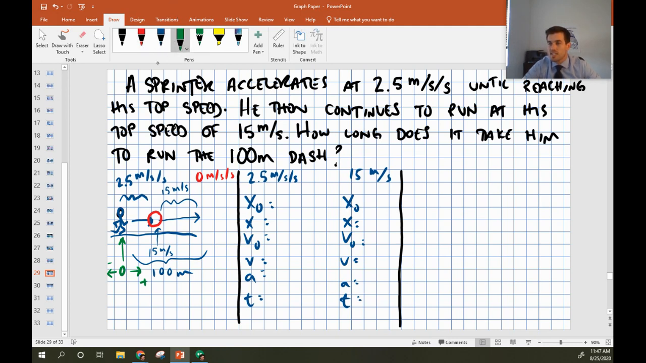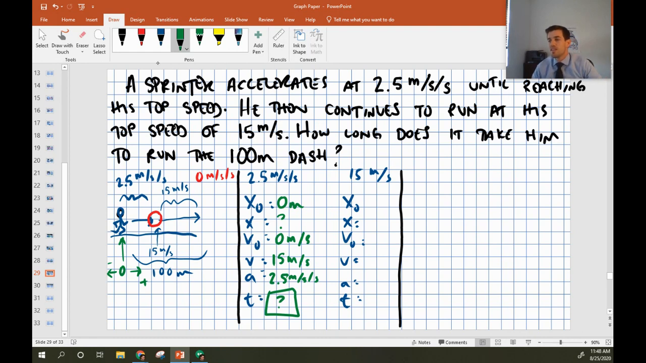Then let's fill in what we know. We know his initial position is 0 because I defined it that way. We don't actually know this final position, and we might need to know it. So I'm going to leave that as a question mark. His initial speed is 0 meters per second because that's how you run 100 meters. You start from rest, I think. And he's going to do that until he gets to 15 meters per second. We know that that's where he stops accelerating. And then he's going to be accelerating at 2.5 meters per second per second. We know all of this information from the problem that's been given to us. And finally, how long it takes, well, that's definitely the big question.